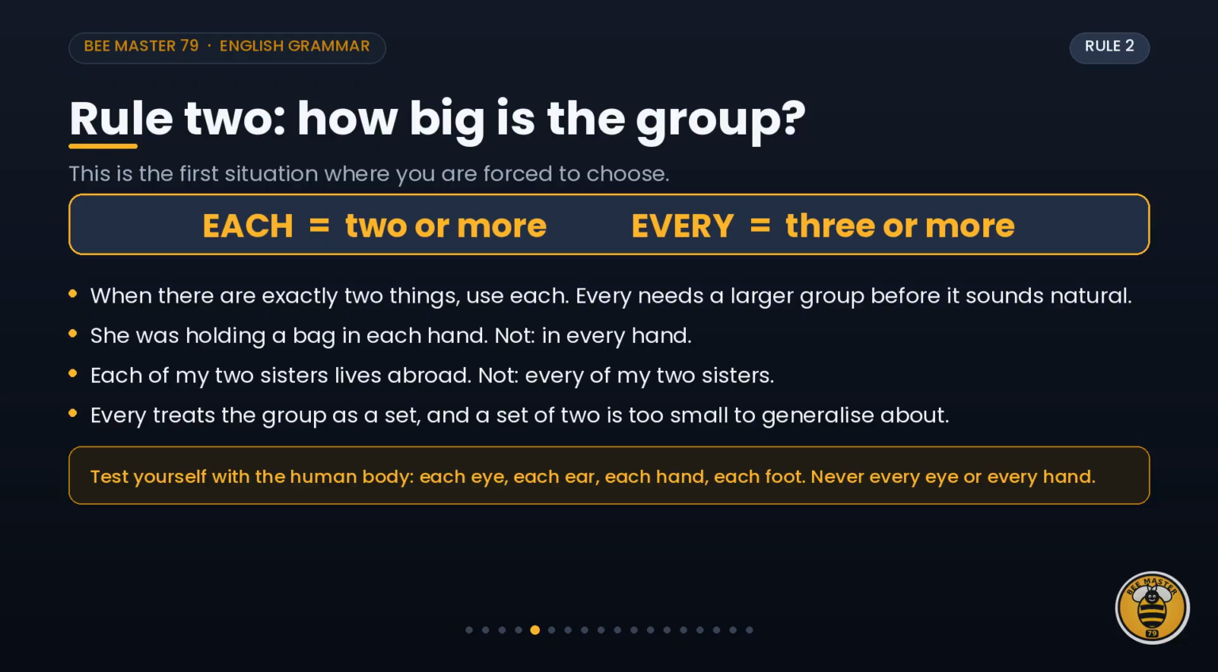Rule 2. How many things are we talking about? Each is happy with 2 or more. Every normally needs 3 or more. So when there are exactly 2 of something, each is the only natural choice. She was holding the bag in each hand. You would not say in every hand because you only have 2. The same goes for each eye, each ear, each foot. A quick test: if the group is a pair, reach for each.